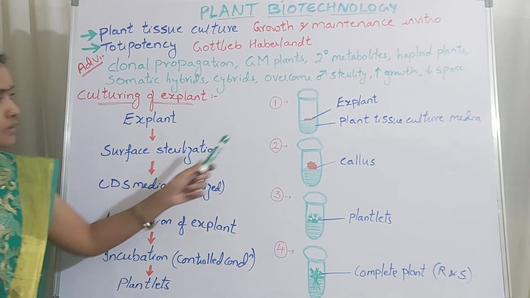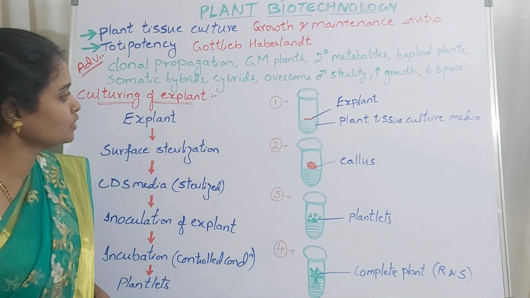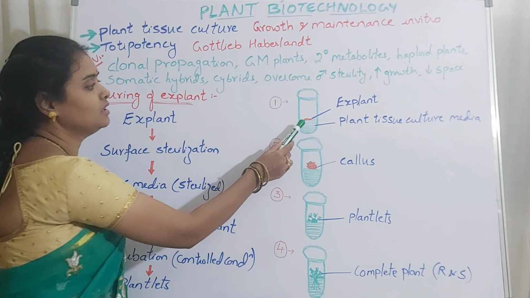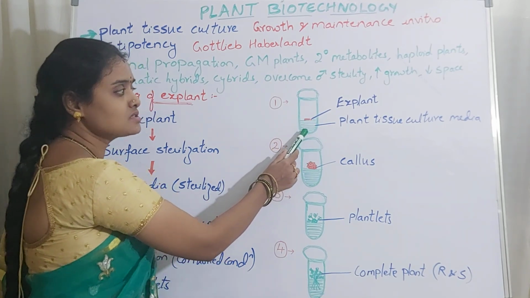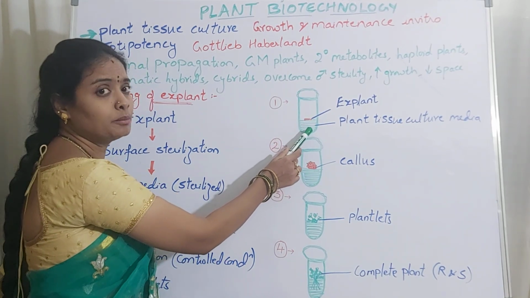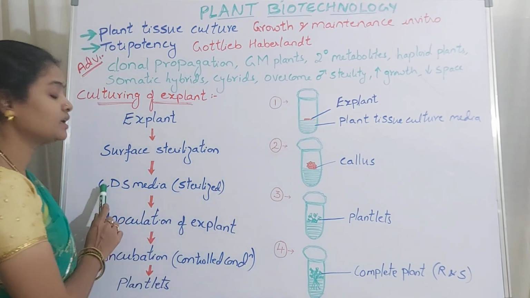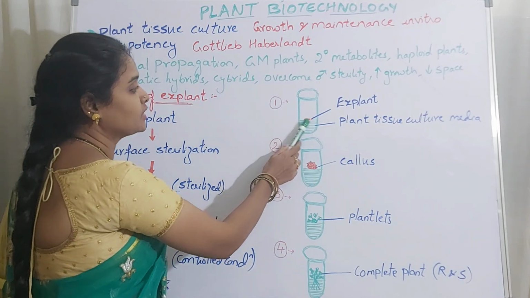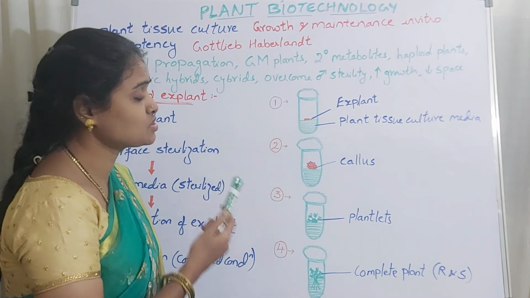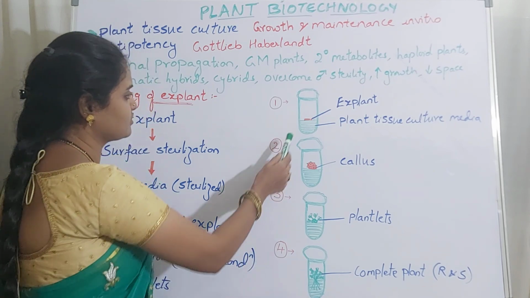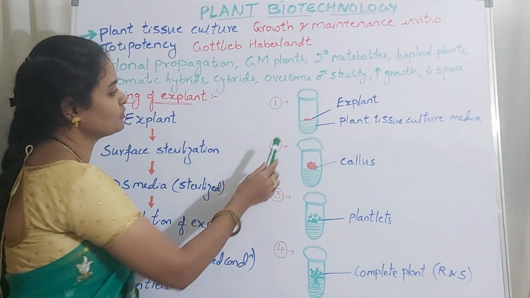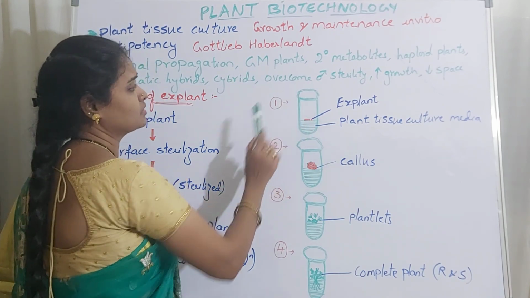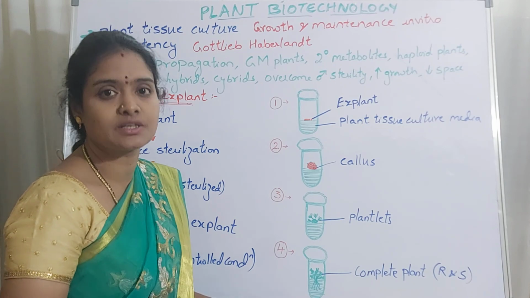If you see the diagrammatic representation, the first step is inoculation of the explant. Here the explant is inoculated in sterilized plant tissue culture media, the same chemically defined synthetic media. It can be a solid, semi-solid or liquid media. Here I have shown semi-solid media over which the explant is inoculated. Now it is covered because it must be maintained under aseptic conditions.